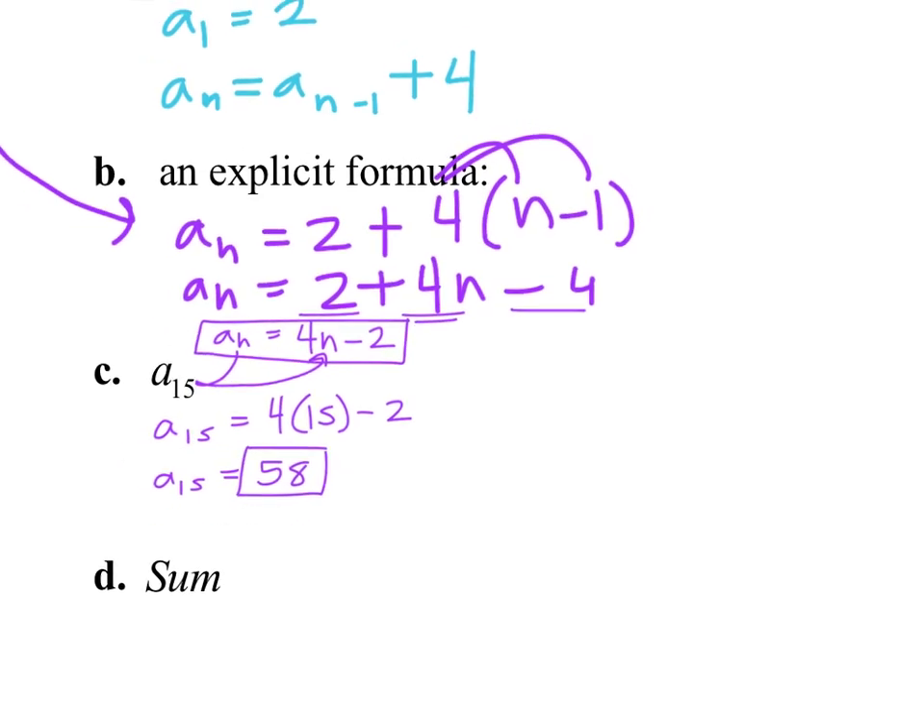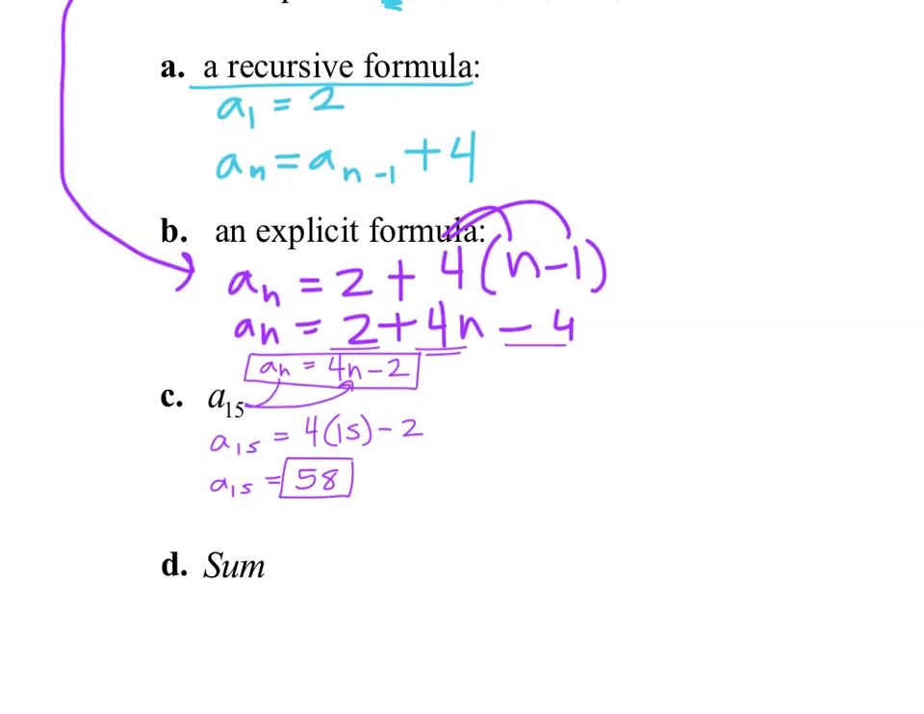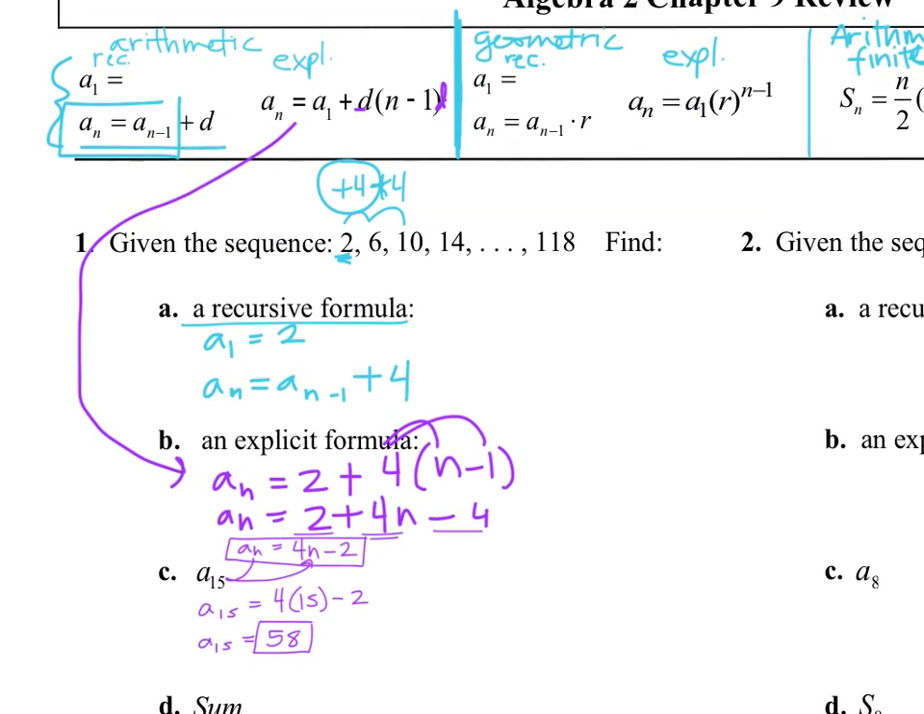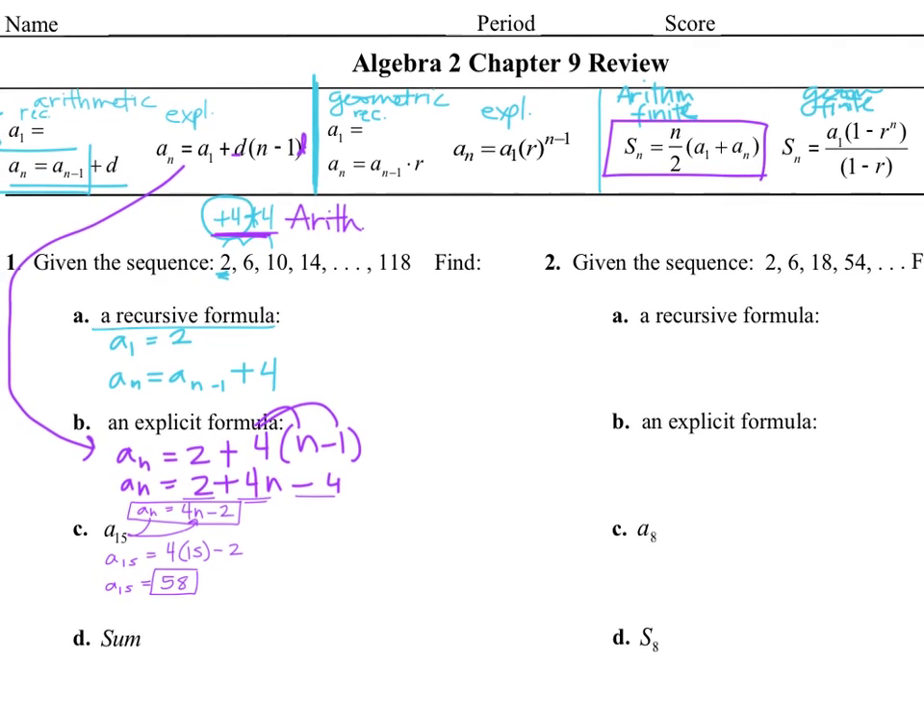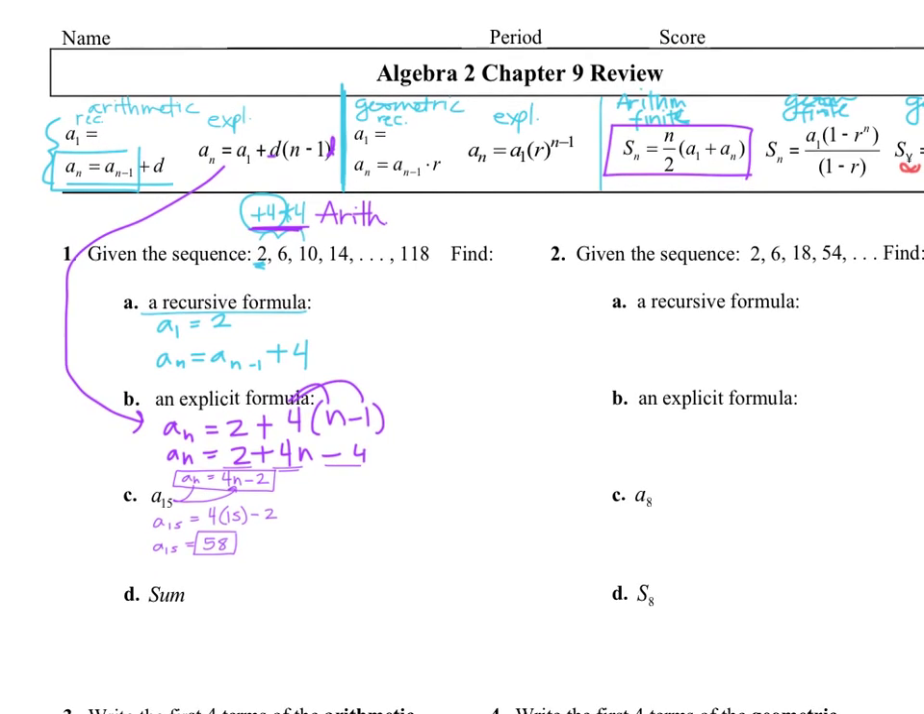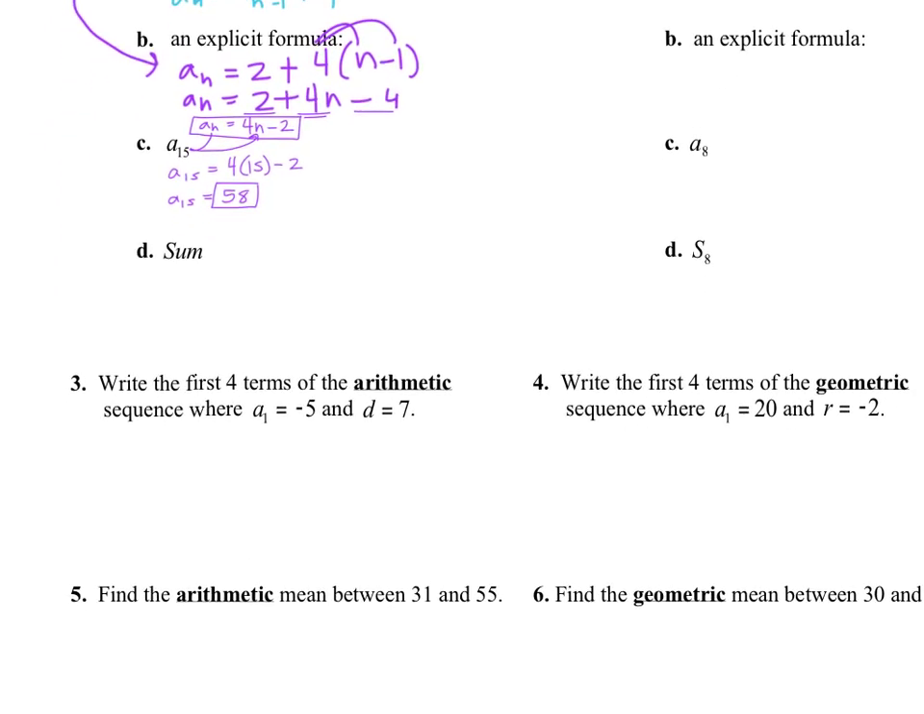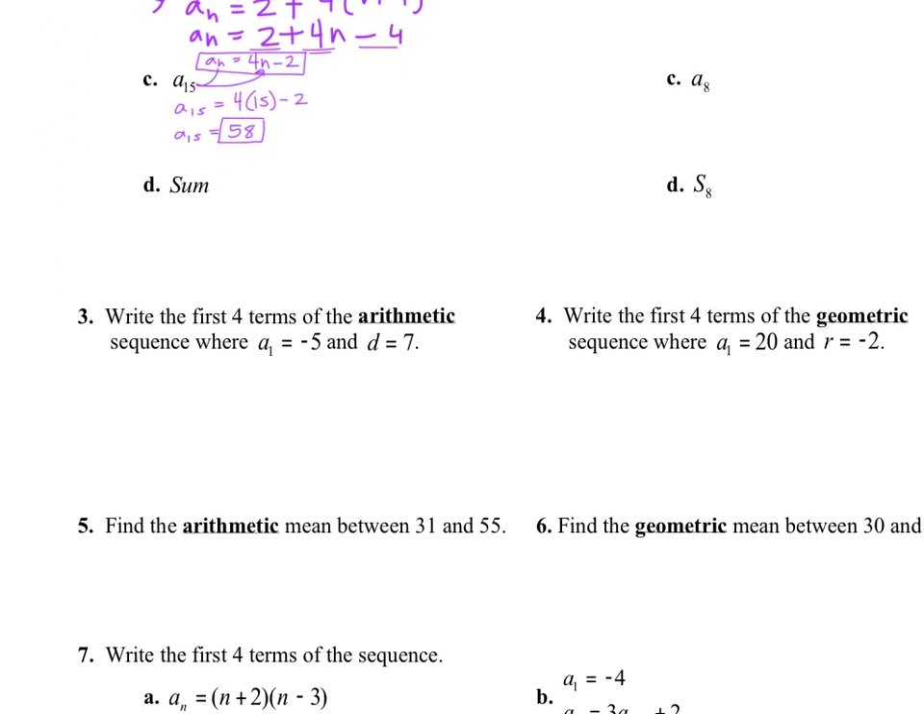Okay. Then if we want to do the sum, remember this we said was an arithmetic sequence because we're adding 4 each time. So if you look up here, the sum with an arithmetic sequence is this one. So that's the formula you're going to be using. Guys, one of the biggest things you can do for this test is make sure you know which formula is used for what. Because the formulas are going to be there for you. You need to know when to use them. So just make sure you spend some time on that.